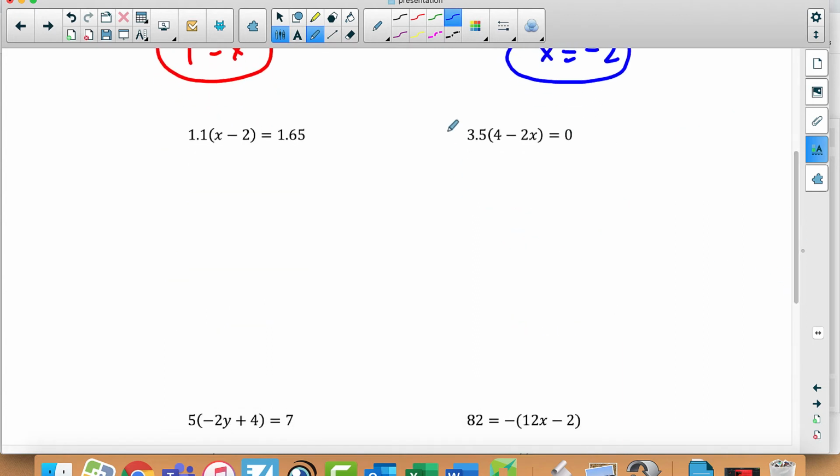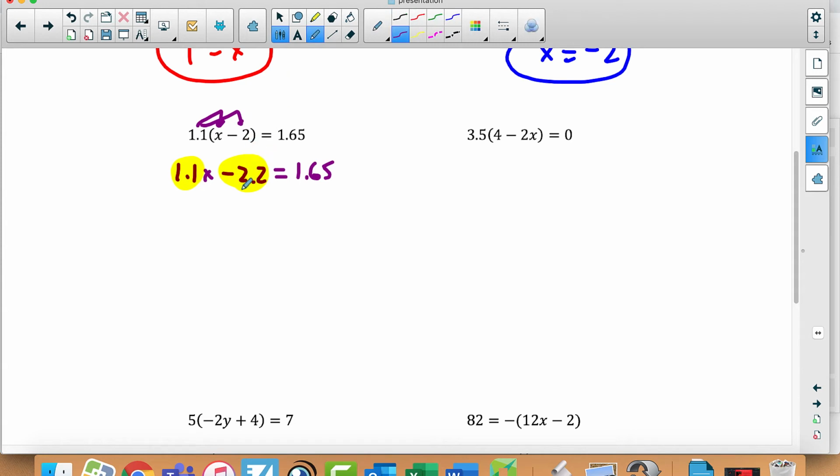Okay, scary decimals, does not make a difference. We still use the distributive property. So 1.1 times x is just 1.1x, and 1.1 times negative 2, it's going to be negative, and 1.1 times 2 is 2.2. I assume that's okay. Equals 1.65. Okay, we need to get the x by itself, so we got to get rid of the 1.1 and this negative 2.2, or this minus 2.2.